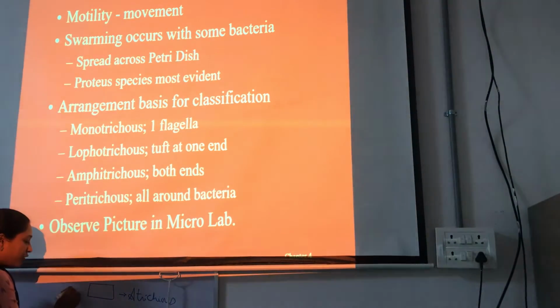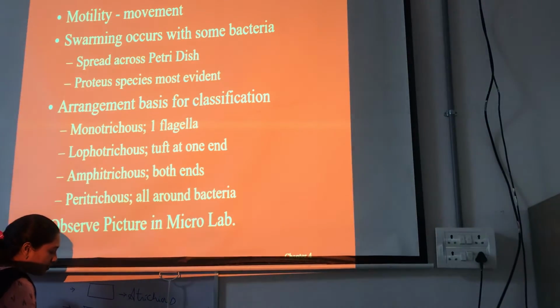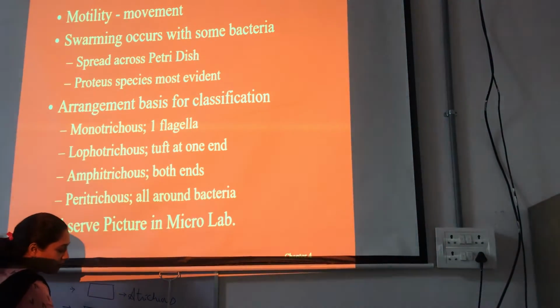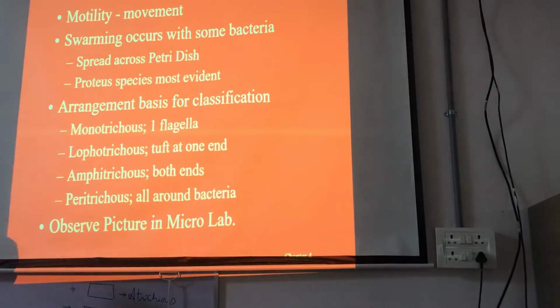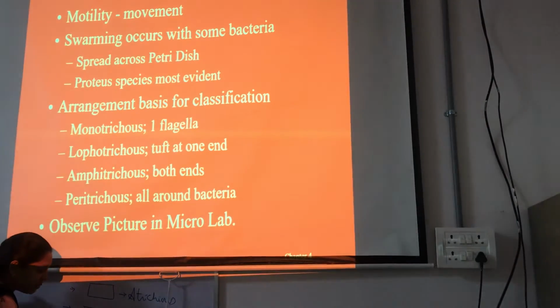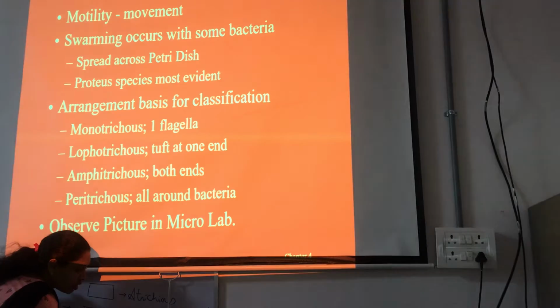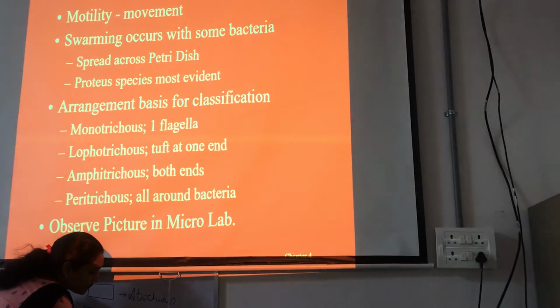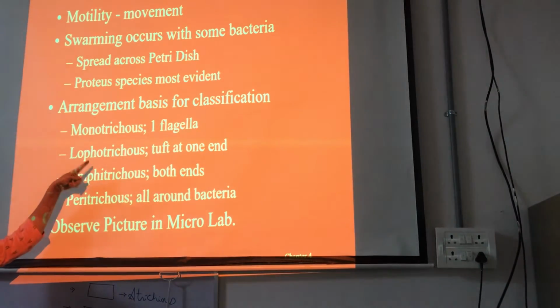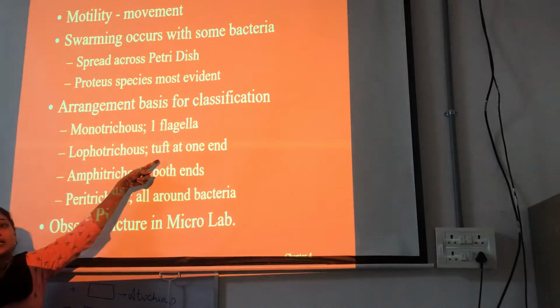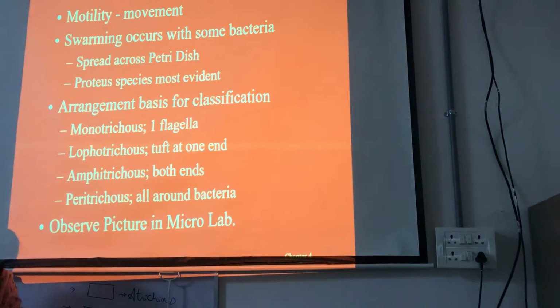Okay? And if it contains single flagella, monotrichous, single flagella. Right? If it contains a tuft of flagella, a bundle of flagella on one side, it is called lophotrichous. You can see it on the slide also, right? Lophotrichous, monotrichous, lophotrichous, that is a tuft of flagella at one end. At one end you have a bundle of flagella, a tuft, a bundle, right?